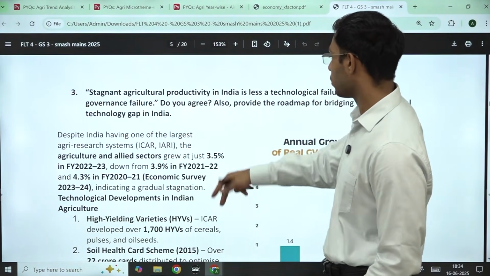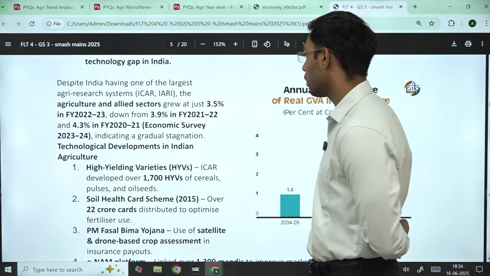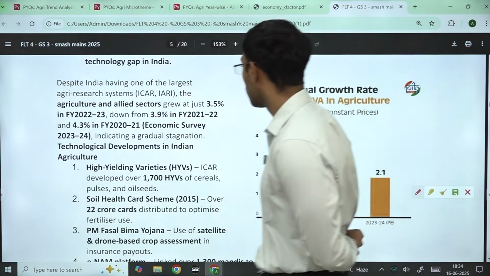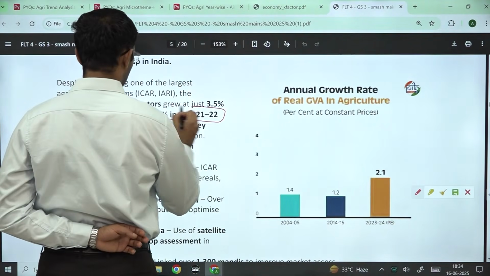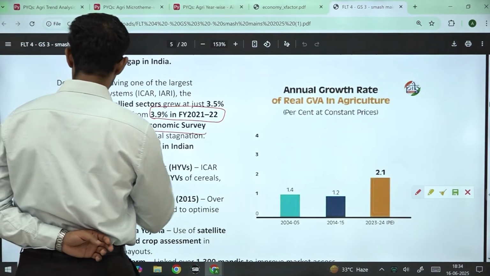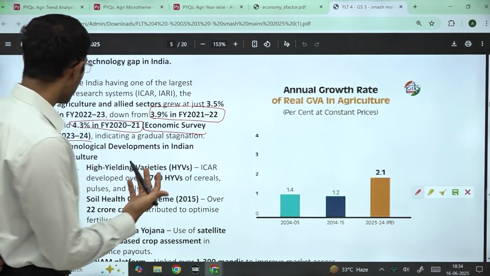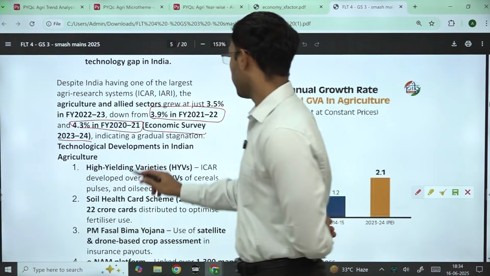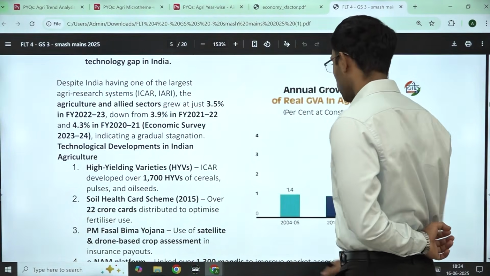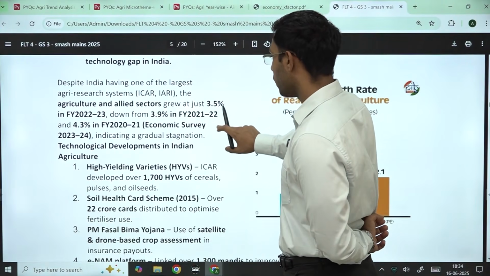So again, nice introduction with data fact, 3.9%, 4.3%, etc. So I would again do this here. Box my data fact, and then this is nicely given in the economic survey. So underline this so that he knows that I have mentioned my source as well, right? Gradual stagnation.